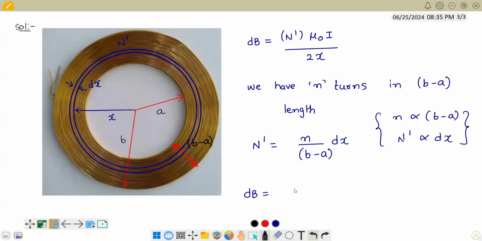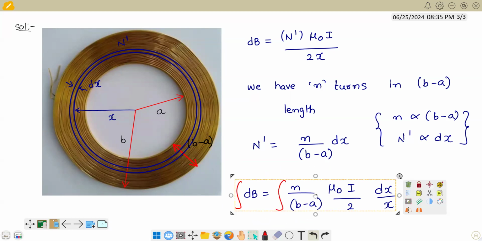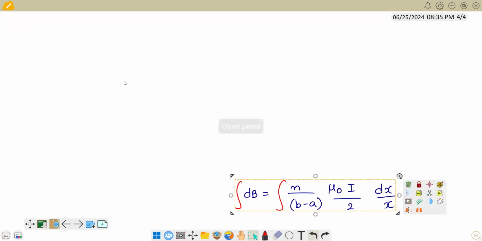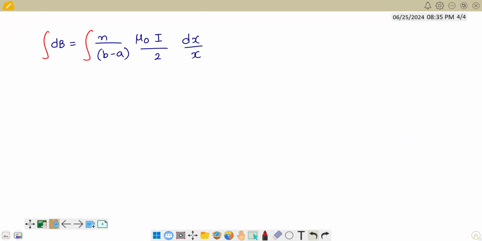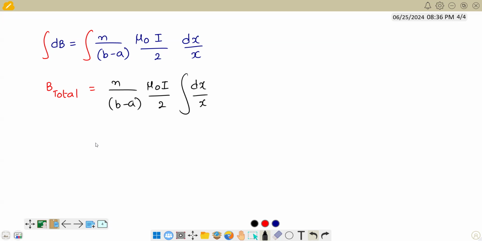Based on this, we get dB equals n by B minus A into mu naught into capital I by 2 into dx by x. I want the total magnetic field. Since I want the total magnetic field, I will integrate the left side and I will integrate the right side. So we got this as our result, and the total B would be, constants we will bring outside the integration, n by B minus A, integral dx by x. Integral dx by x is nothing but ln x.